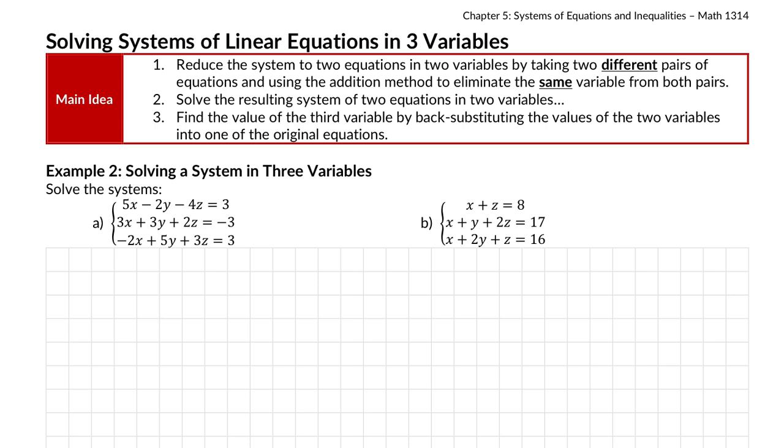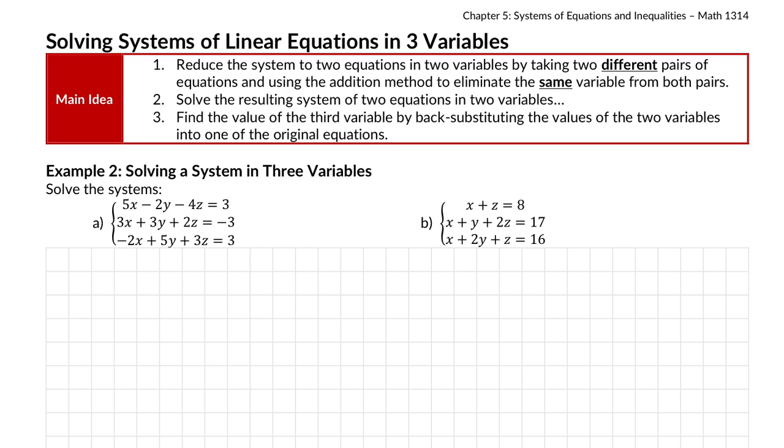We're going to want to eliminate one of the variables from two different pairs of equations, but making sure we eliminate the same variable from both pairs. When we're done with that, we will have a two-variable system with two equations, which means we can solve. We go back to the steps we learned last class. Once we have a single number, like x equal to 5, we take that number and we back substitute by plugging it in. We get another variable, and we plug it in again. We get the ordered triple.